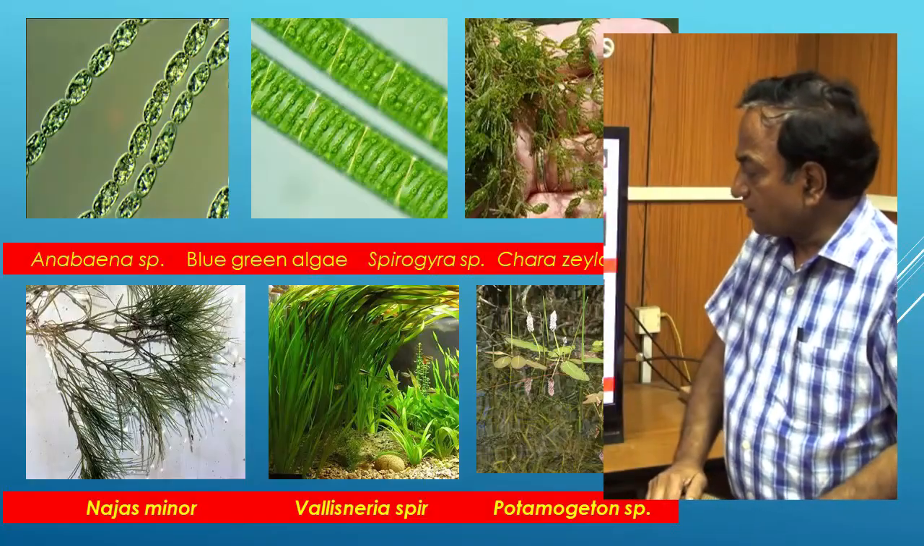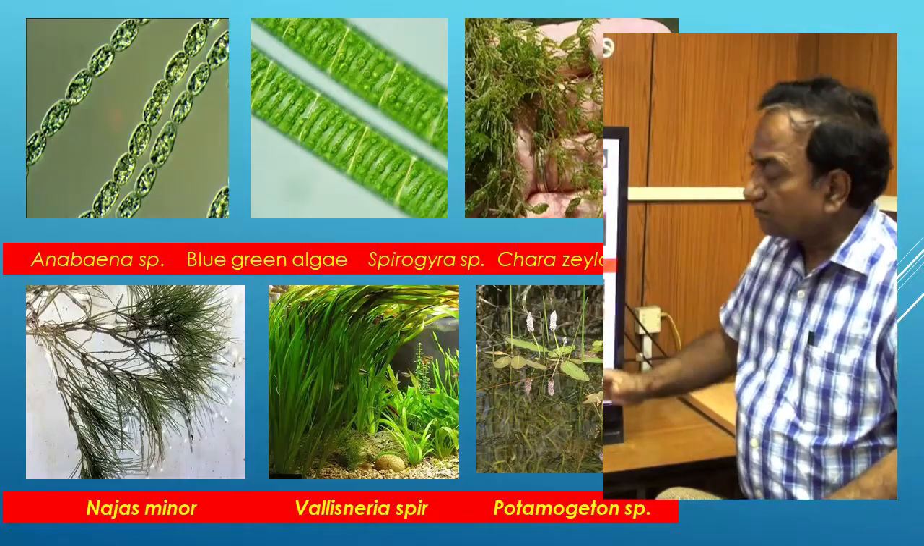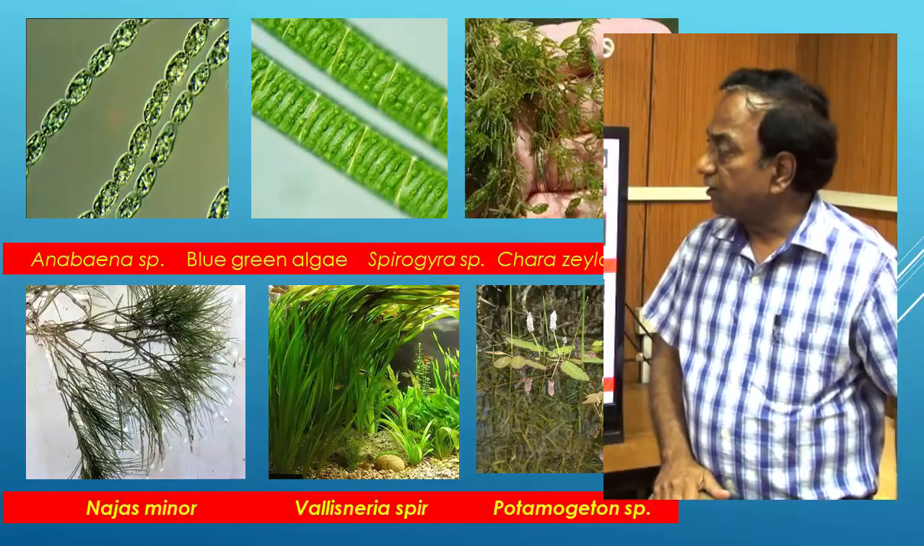Again, Najas minor, Vallisneria, Potamogeton. So these are certain weeds which are found under the aquatic weeds as submerged weeds.